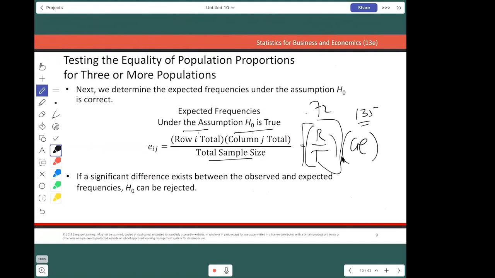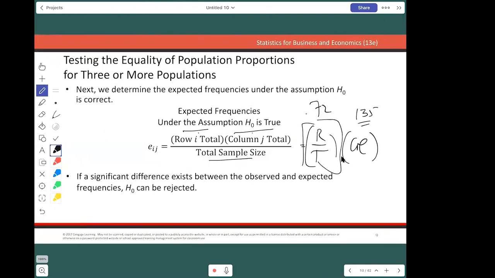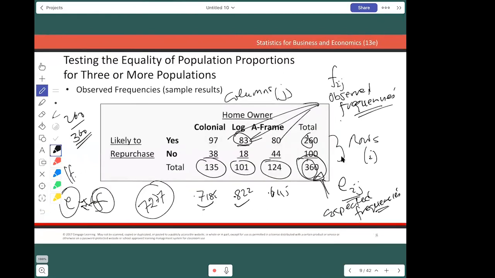So we have to actually do this for all of them, and those are the values that we would get. You see, I started calculating them for you up here. If you compare, look at that, 97.5, 72.9, 89.5, etc. If we go back here, 97, 83, 80, how different are those numbers? We need a way to measure that.